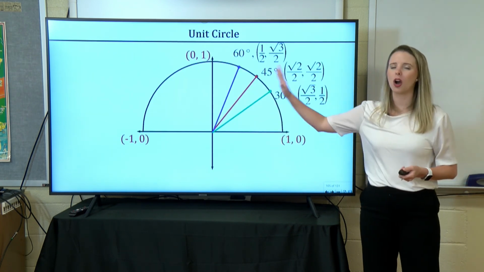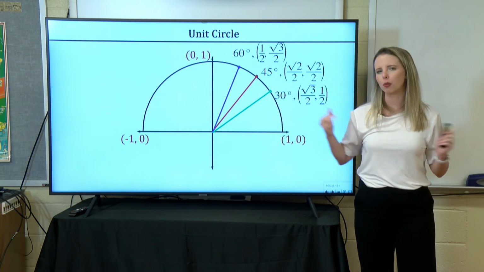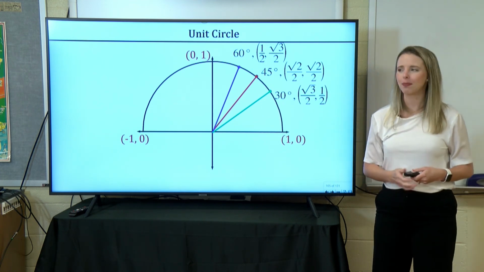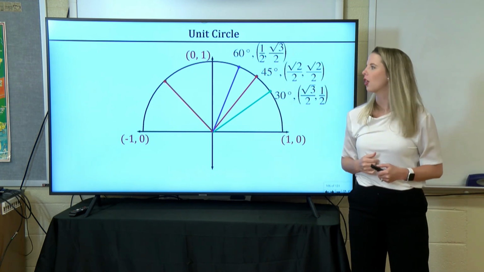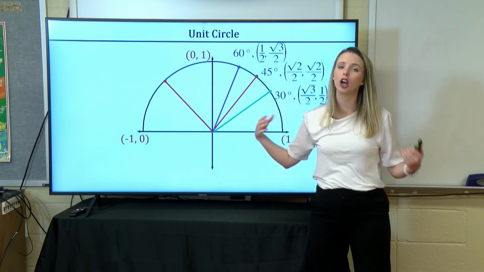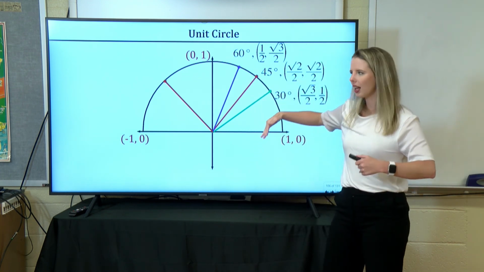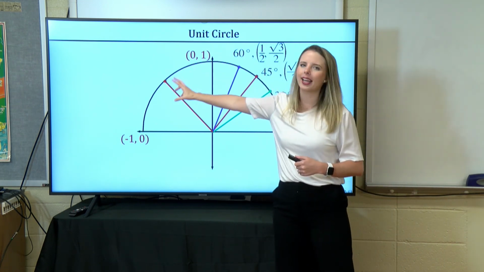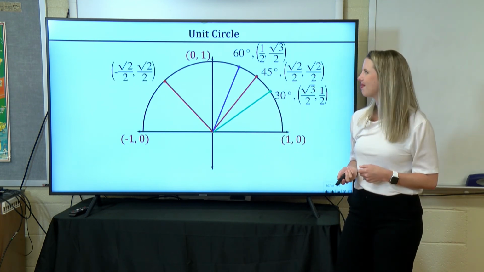Now let's apply this to quadrant 2. What is different about quadrant 2 from quadrant 1? Our x-axis is negative, right? Our y-axis is still positive. So what can we do to these ordered pairs? That's what we're going to look at. If we look at quadrant 2, this is our 45-degree angle or our 135-degree angle from the positive x-axis. What can I do to the square root of 2 over 2, comma square root of 2 over 2 to make it applicable to quadrant 2? I'm going to change the x-coordinate to negative, right?